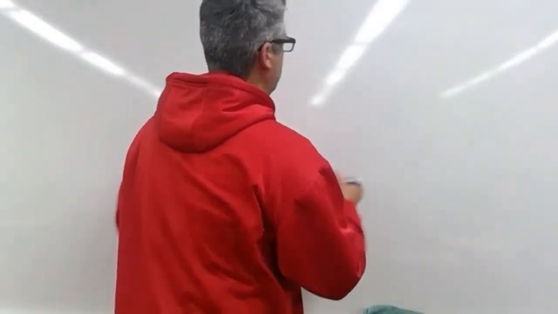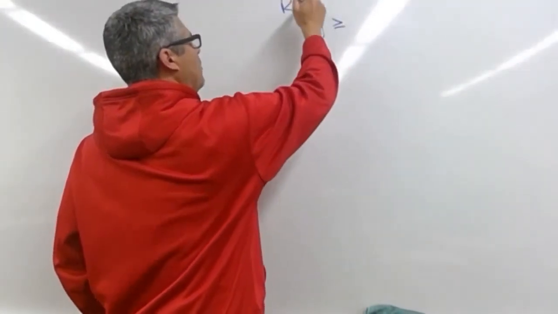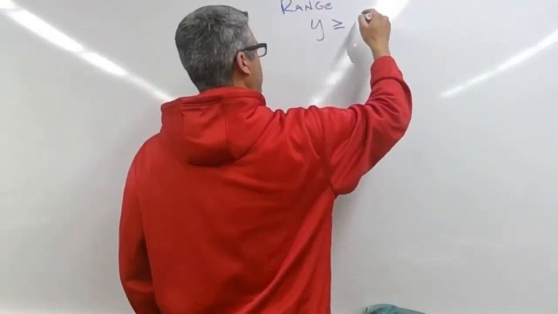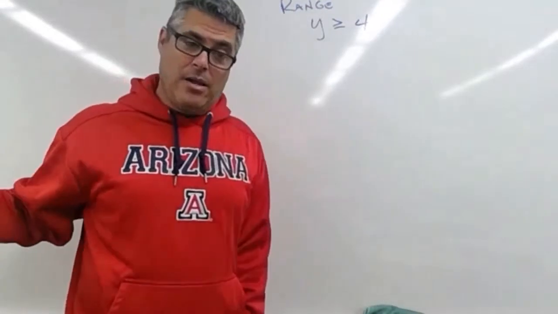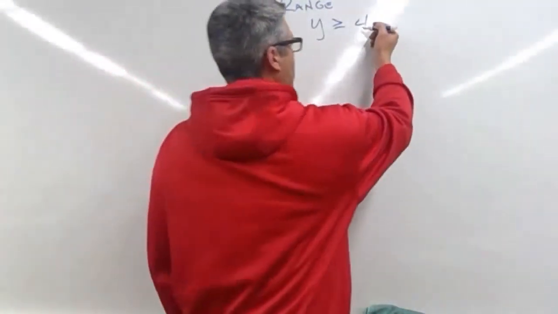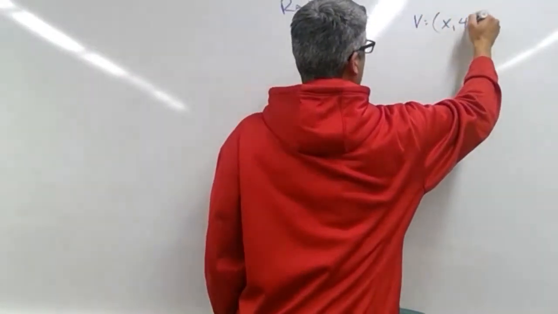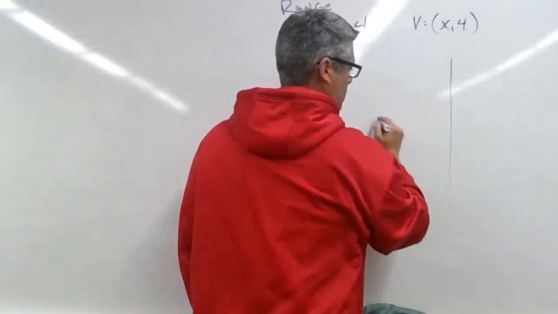They may also give you a problem that says the range is y is greater than 4. Okay, find the function that has that. Well, we know that that 4 has to be part of the vertex. Right? It's got to be x4. And it says it's got to be greater than 4. Right?